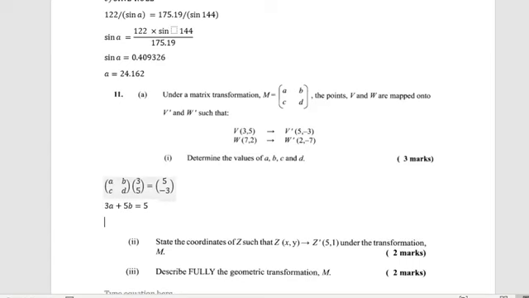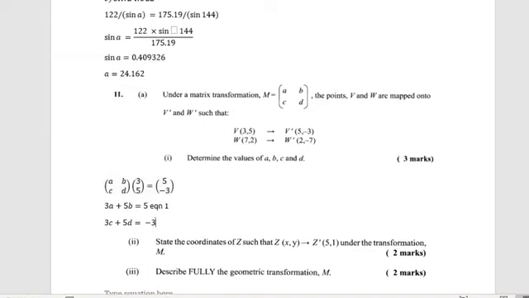Now we have row 2 multiplied by column 1. What we have is C D multiplied by 3 and 5. So what we have is 3C plus 5D is equal to negative 3. And so let us call this equation 1.